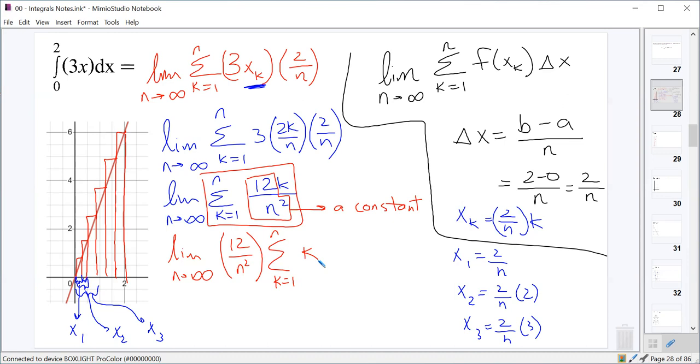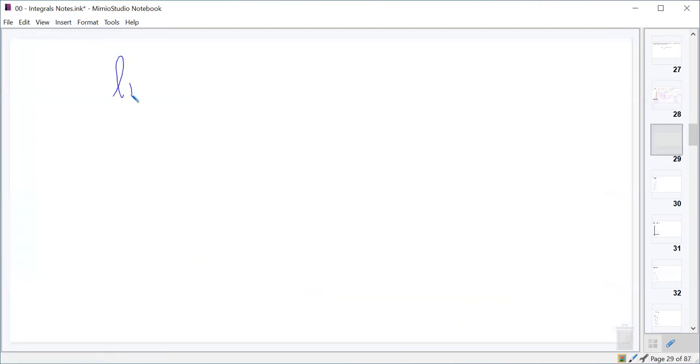And very conveniently, we learned last time how to find the sum from k equals 1 to n of k. This part right there is just n times n plus 1 over 2. So I can now rewrite this without the summation as a limit as n approaches infinity of 12 over n squared times n plus 1 over 2. And this should be a really easy limit for us to evaluate.